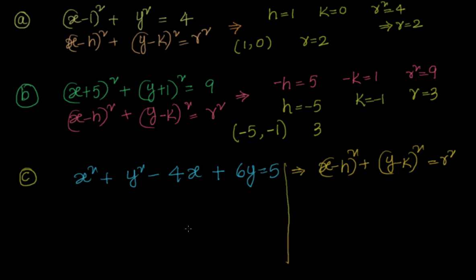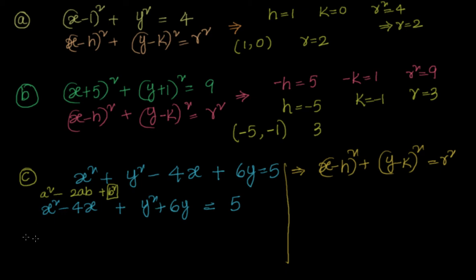So for that what I will do, I will try to simplify here. I will write it as x square minus 4x plus y square plus 6y equal to 5. Now I have to write this in the form of x minus h whole square. You know the completing the squares method, where you have a square and 2ab terms, you have to add the b square term. So that is what we are going to do now.